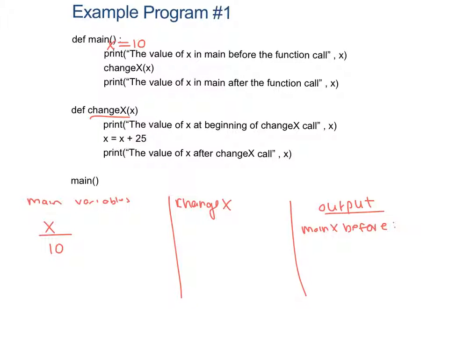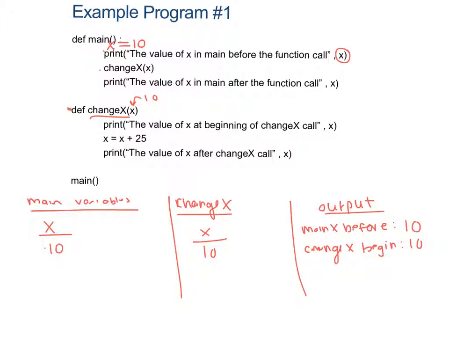And main x before, if I have x here, x is currently set to 10. So that's what x in main is set to before the function is called. Then from here, the function change x is called. So remember what happens is it suspends execution and it moves down here. And we take change x's variable x and we set it to 10. So 10 is being sent in here.